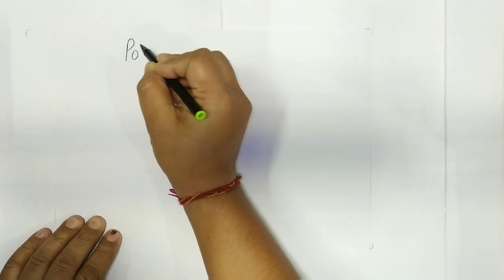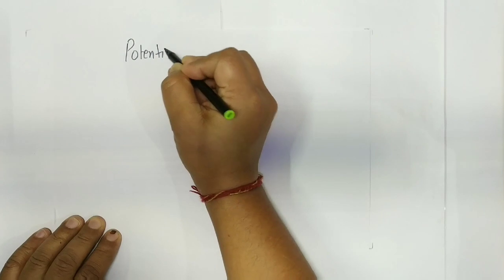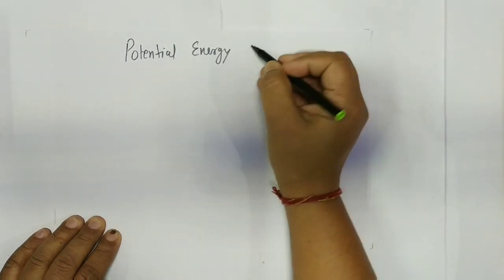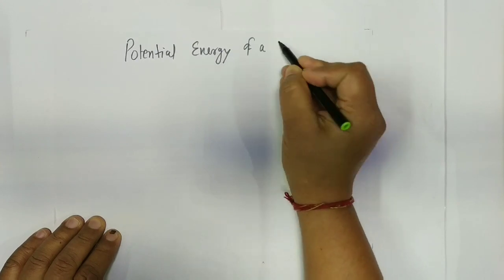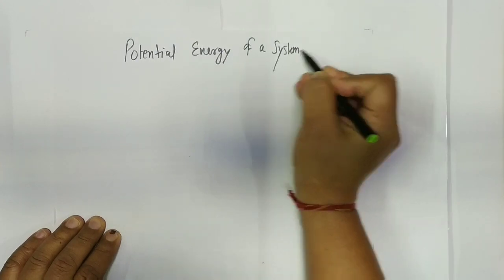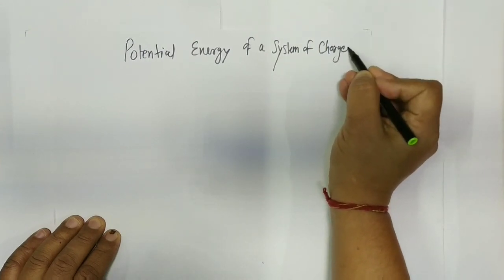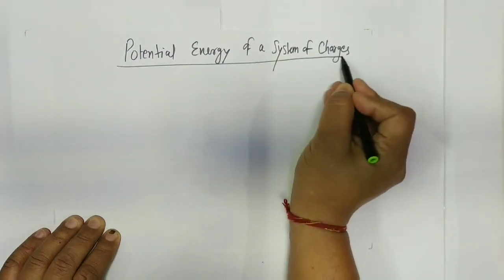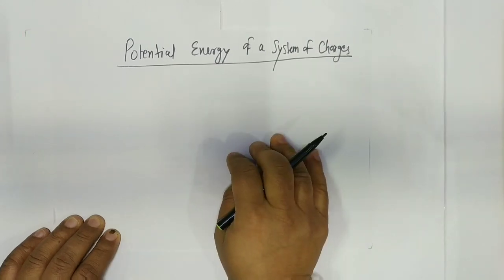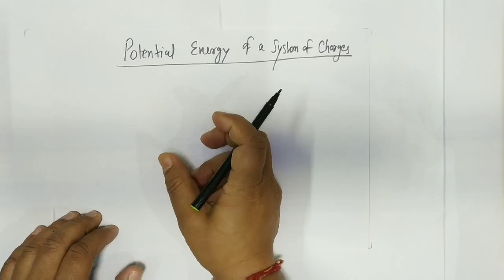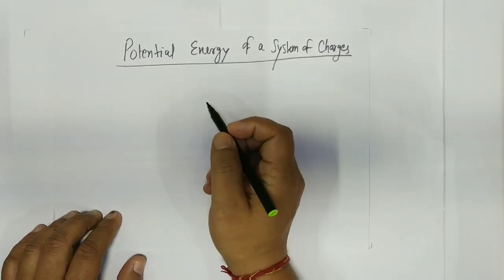So, potential energy, this is electric potential energy of a system of charges. Okay, already we have discussed equipotential surface and electric potential. So today we'll discuss the potential energy. Now, how do we calculate electric potential energy?